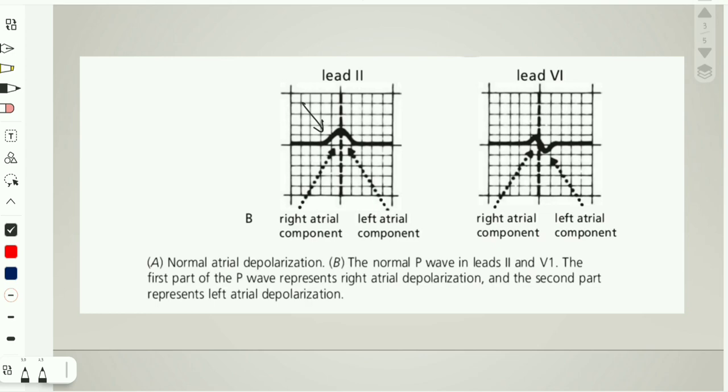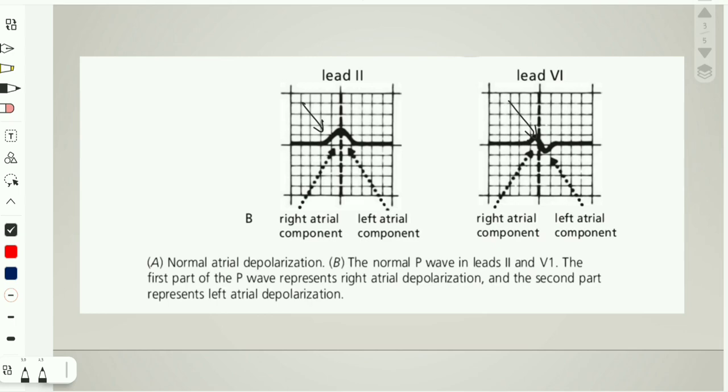So it means that for lead V1, when you want to check if there's hypertrophy of the right atrium, you are focusing on the initial part, and when the amplitude in this initial part is greater than 1.5 millimeter, that is right atrial enlargement. Then for lead 2, when the amplitude is greater than 2.5, that is right atrial enlargement.